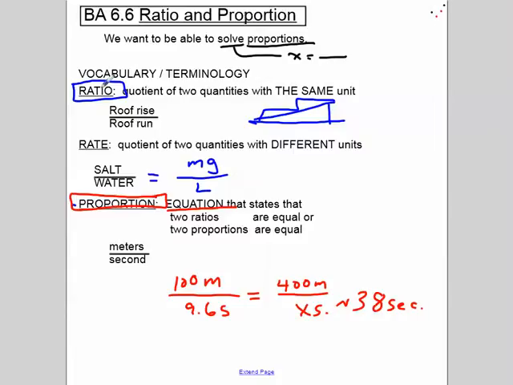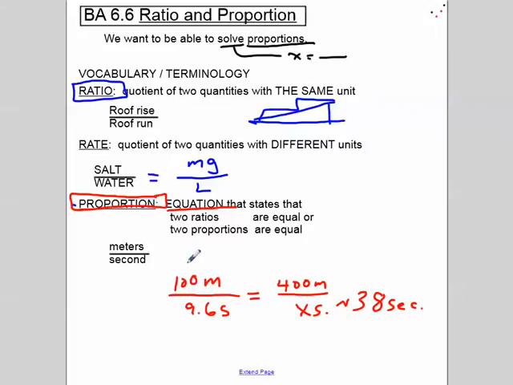So ratios, a quotient, a fraction relating two quantities of the same unit. Rate, a quotient, a fraction of two things that are dissimilar. Milligrams of salt per liter of water. Meters per second of Usain Bolt.